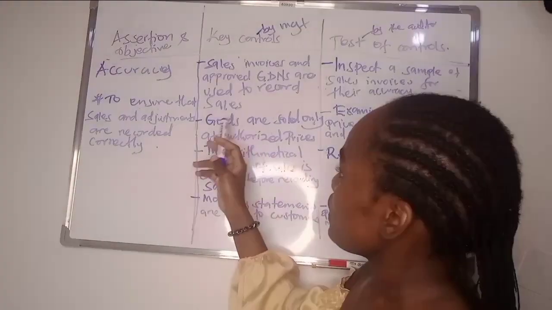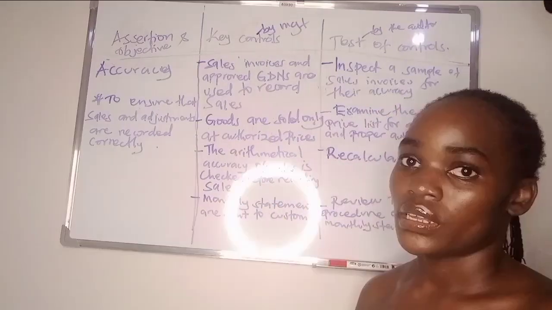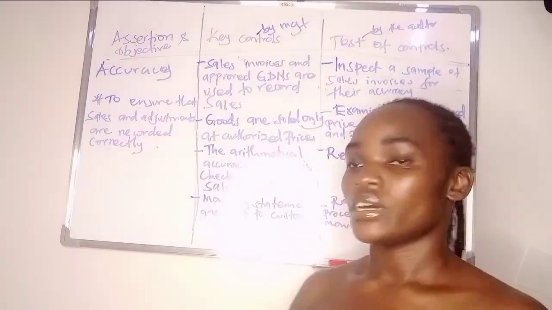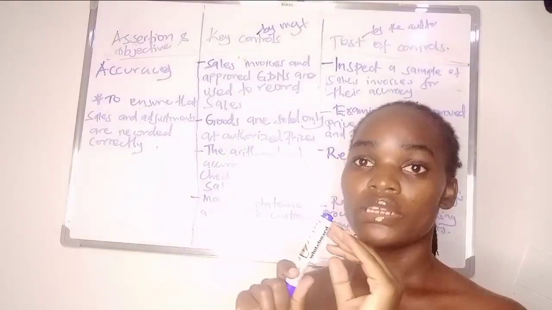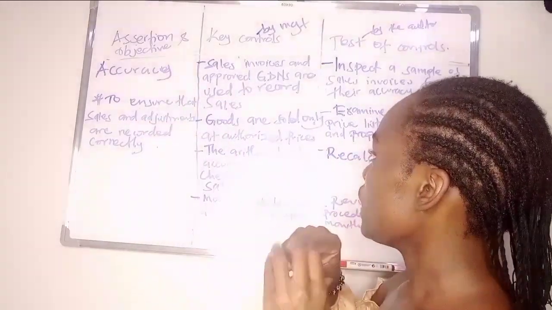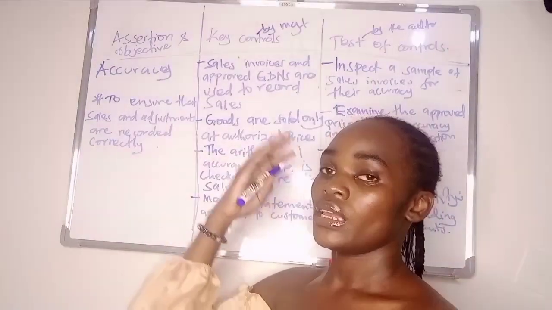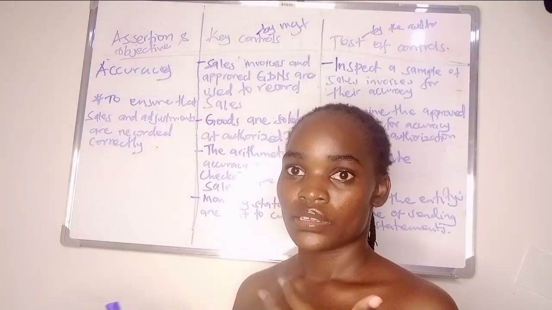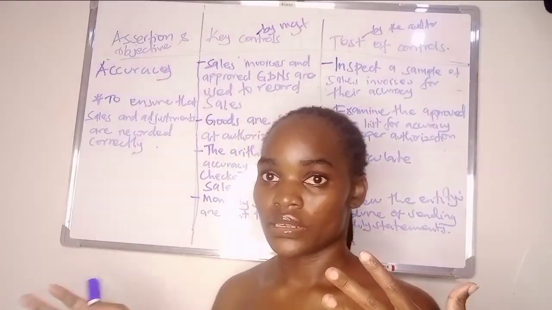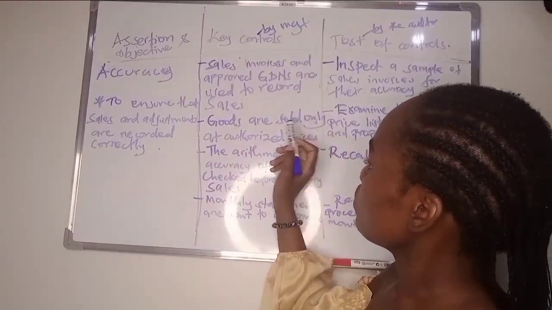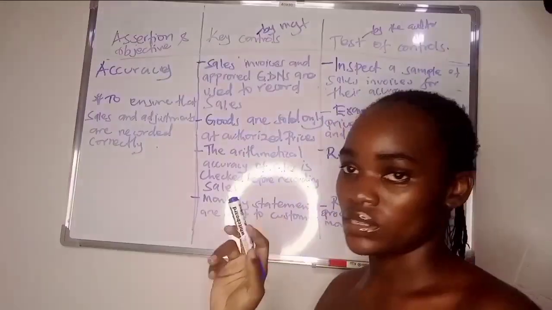Then another control is goods are sold only at authorized prices. In order for them to make sure that the figures that are recorded are accurate, they have to make sure that goods are sold only at authorized prices, like when they have a list of the authorized prices, so that they do not sell goods at any price. So the test of control will depend on how this control is stated.